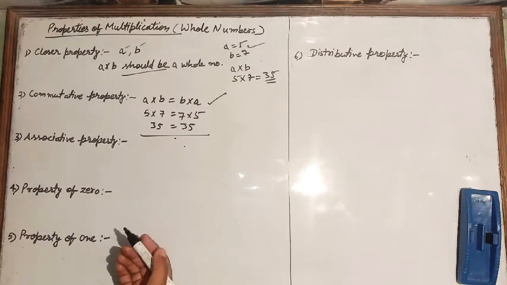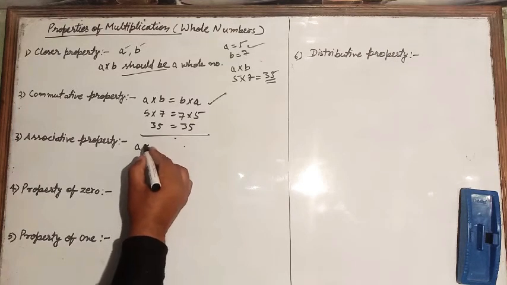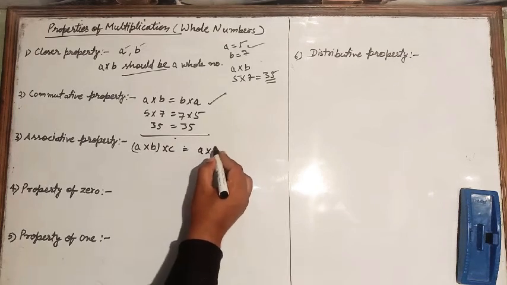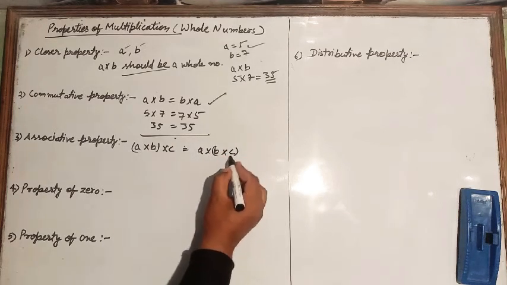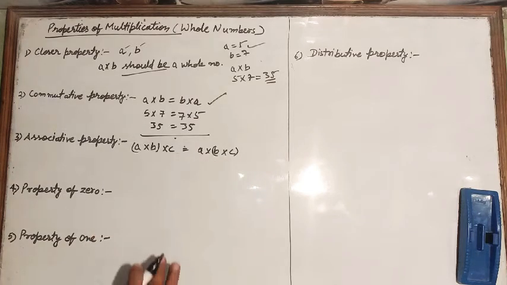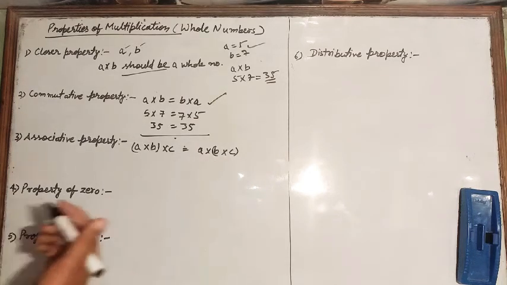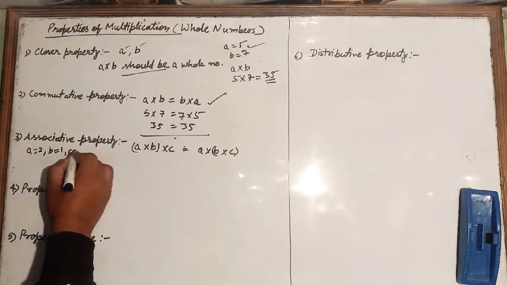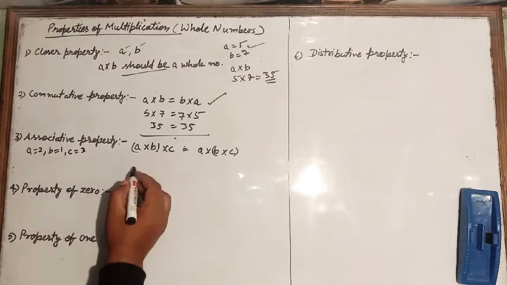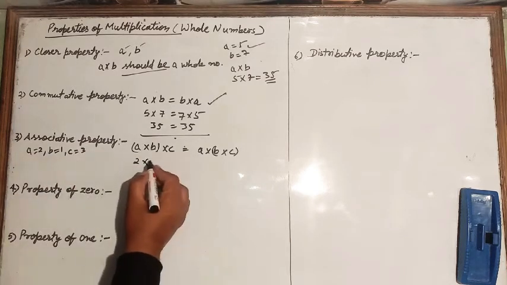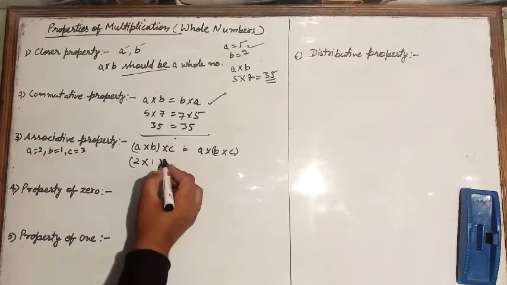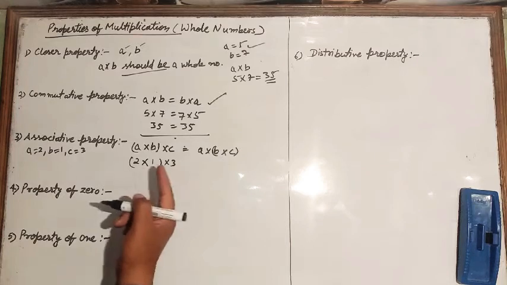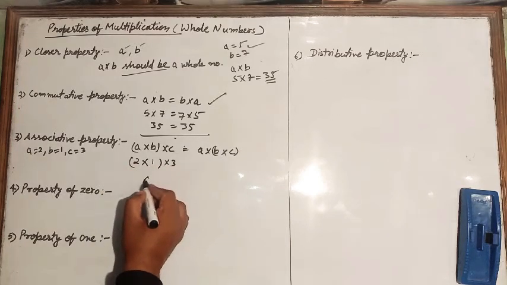Now come to the associative property, that is A into B into C should be equal to A into B into C, with the bracket on the last two numbers. Now you can check by taking an example. Suppose A is equal to 2, B is equal to 1 and C is equal to 3. Now check what will be the product: 2 ones are 2 and 2 threes are 6. Like this we can write.